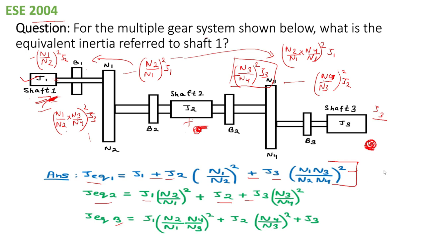So here there is a short trick you can remember. For shaft 1, you can write things like odd upon even, and for shaft 3, you can write even upon odd. This is just a short trick to notice, but since you know the concept, I don't think you need to remember these formulas. Just stick to the basic concept.